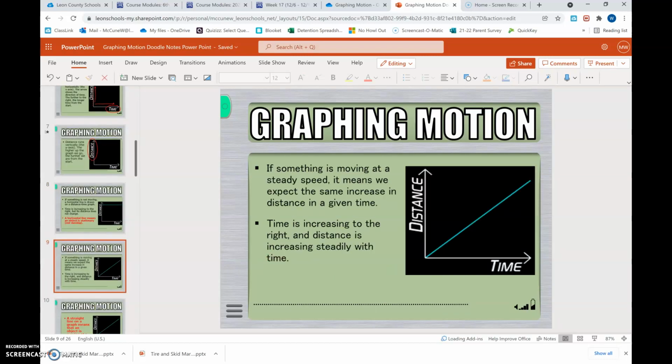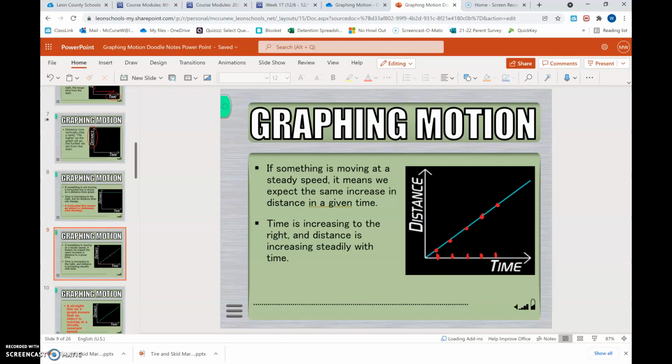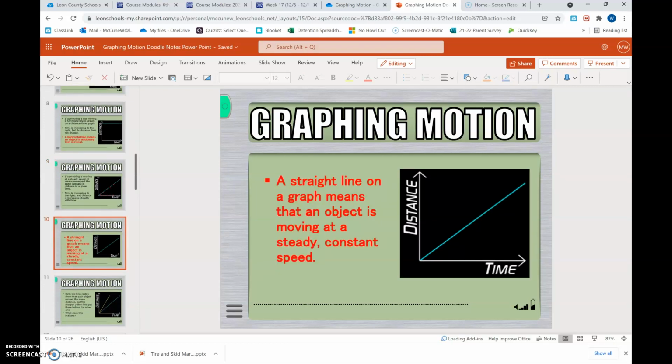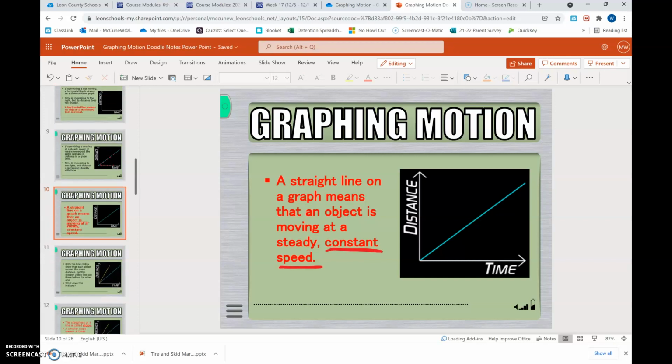But if something is moving at a steady speed, it means that we expect the same increase in distance in a given time. So what that means is that for every interval of time that passes, the object moves the same amount of distance. So when we plot this on a graph, we get a straight line, right? Time is increasing to the right and distance is increasing steadily with time. A straight line on a graph means that an object is moving at a constant speed. The speed is not changing.